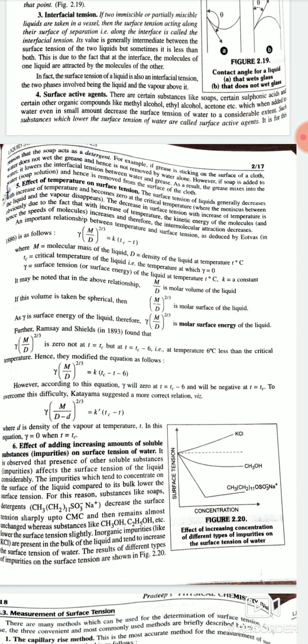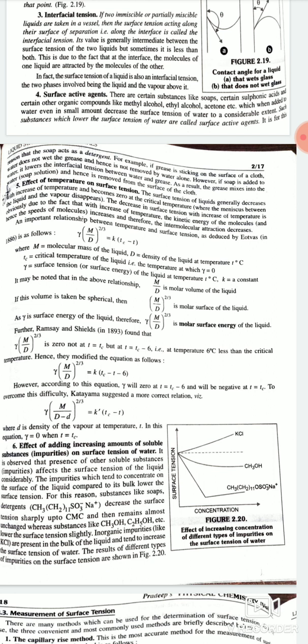The surface tension of liquids generally decreases with increase of temperature and becomes zero at the critical temperature, where the meniscus between the liquid and the vapor disappears. The decrease in surface tension with increase of temperature is obviously due to the fact that with increase of temperature the kinetic energy of the molecules, and hence the speed of molecules, increases, and therefore the intermolecular attraction decreases.